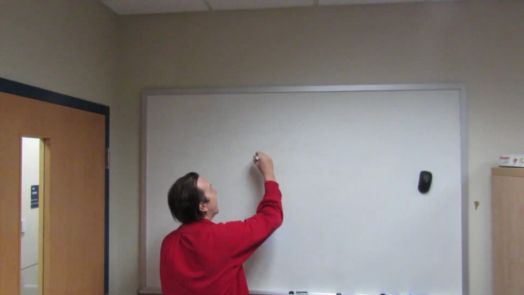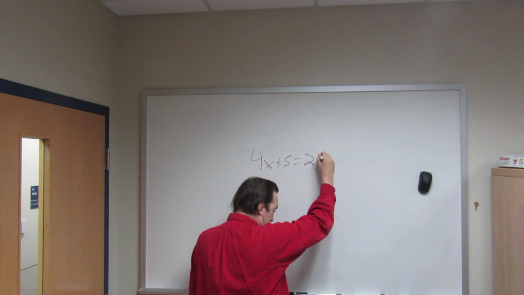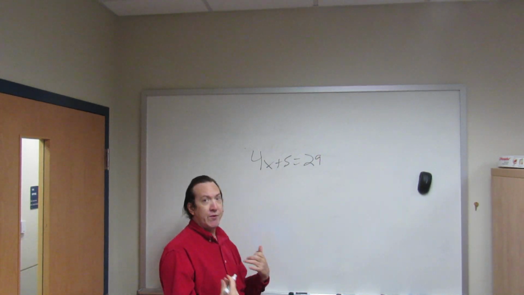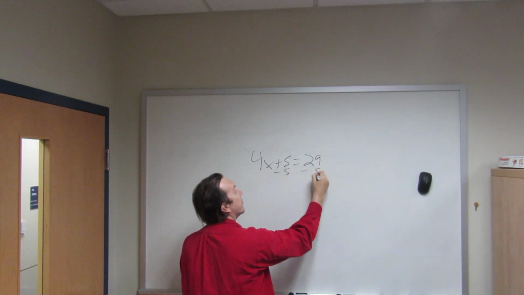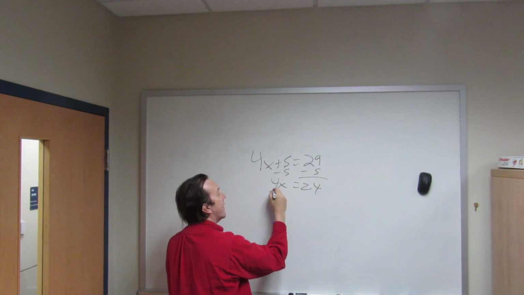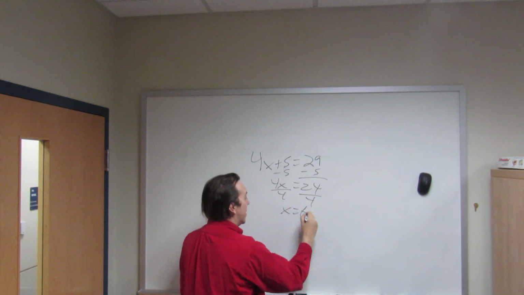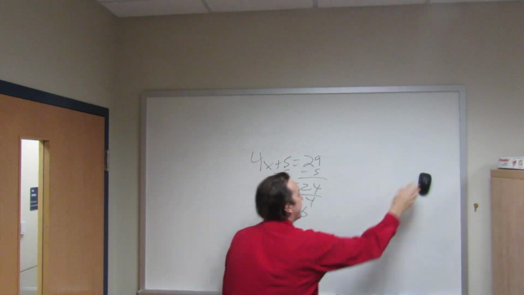You might get something like 4x plus 5 equals 29. So you can subtract 5 from both sides. You get 24 equals 4x. Divide both sides by 4. X equals 6.